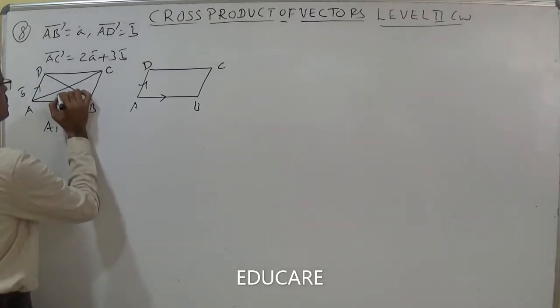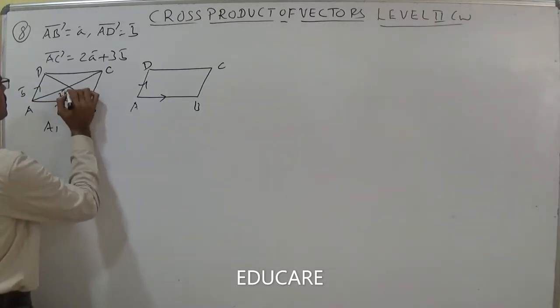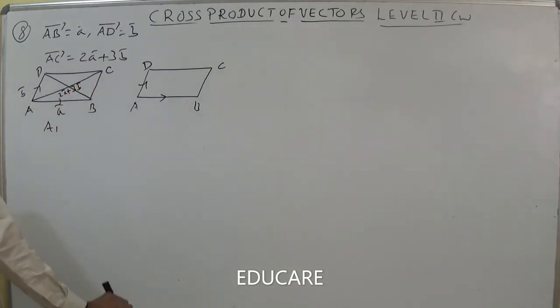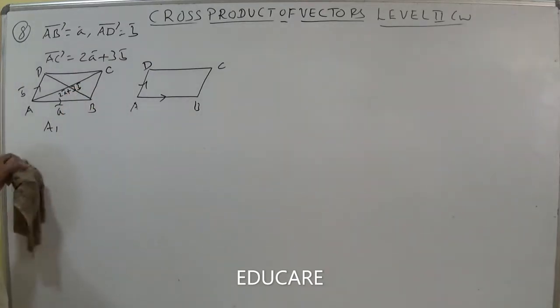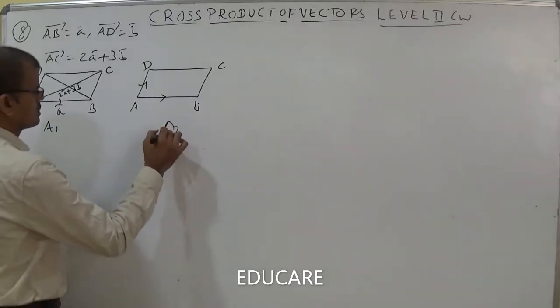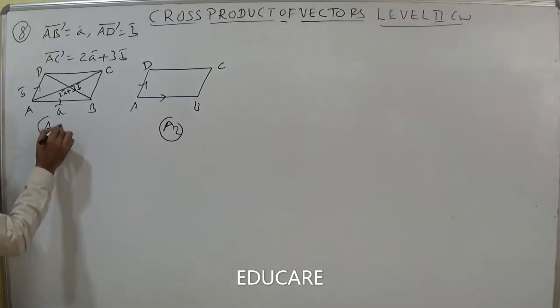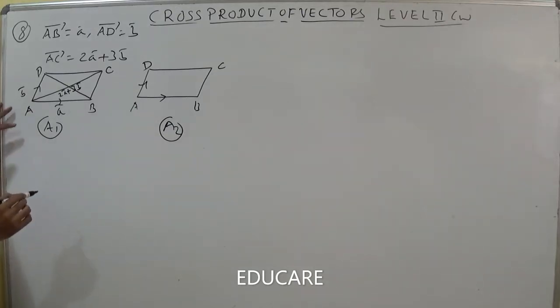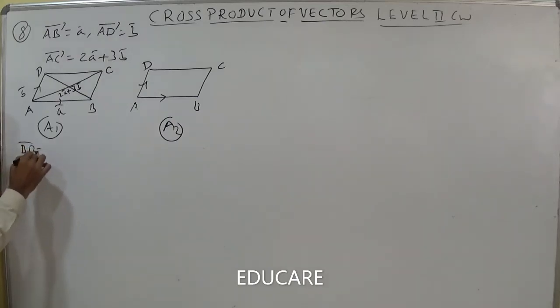Here AC is given as 2A bar plus 3B bar. Now we can calculate BD. This is area 1 and this is area 2. Area 1, A1, I am writing as 1 by 2 AC cross BD. So let us calculate the value of BD.